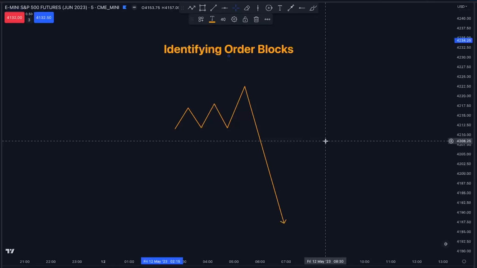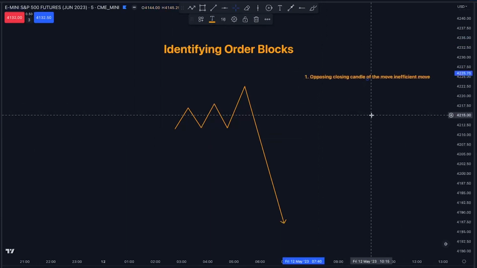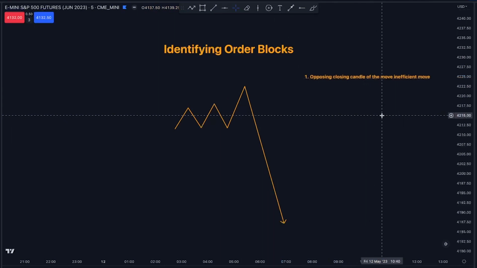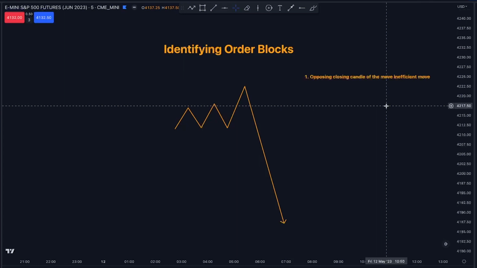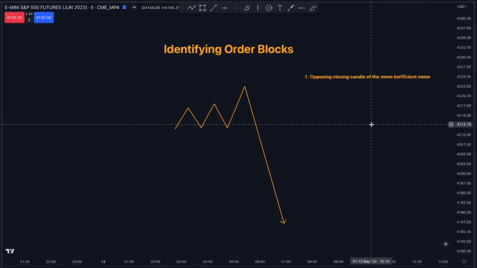How to identify order blocks? It's very simple. So an order block can be an opposing closing candle or candles before an inefficient move happened. What is an inefficient move in the market? It's a fair value gap or BC and CB.